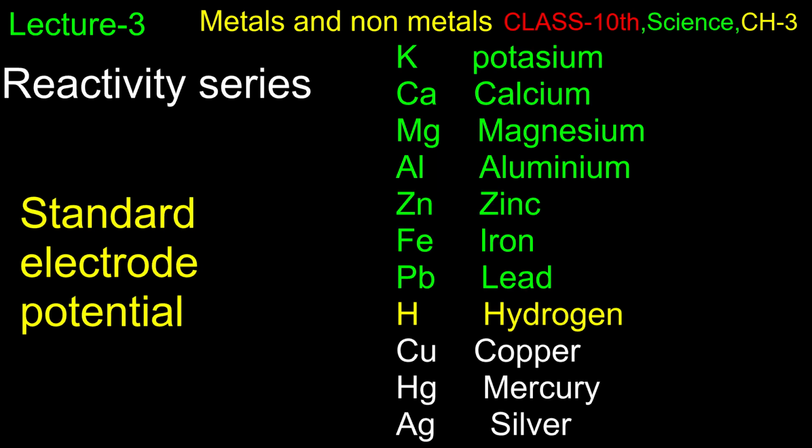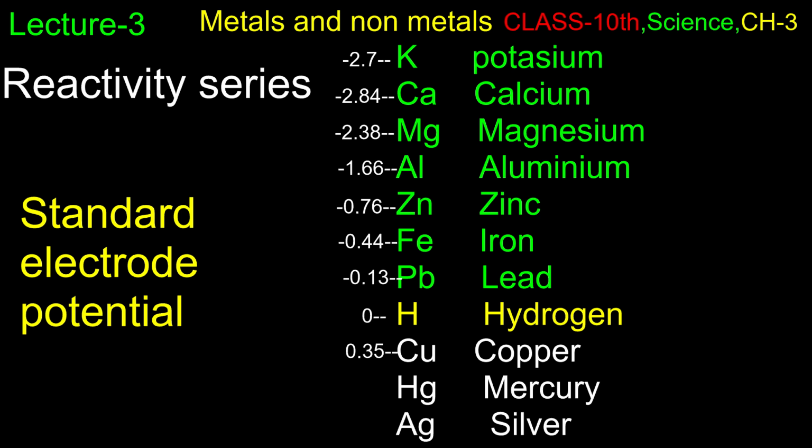First, I discuss about the reactivity series. The reactivity of metals is different. More reactive metals displace less reactive metals from their salts. The list of metals arranged in decreasing order of their reactivity is called activity or reactivity series. The reactivity is measured as standard electrode potential.